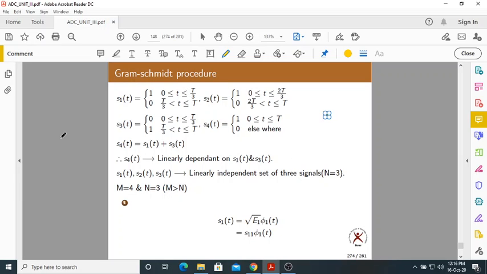S1 of t I am writing in this mathematical form. Since S4 of t equals S1 of t plus S3 of t, it is linearly dependent upon these two. This is the reason only 3 form a set of linearly independent signals. That's why n equals 3 and m equals 4, so m is more than n, because one signal depends upon the other signals. If all the given signals were linearly independent, m would have been equal to n. Now you try to solve this. We stop here. That is homework.